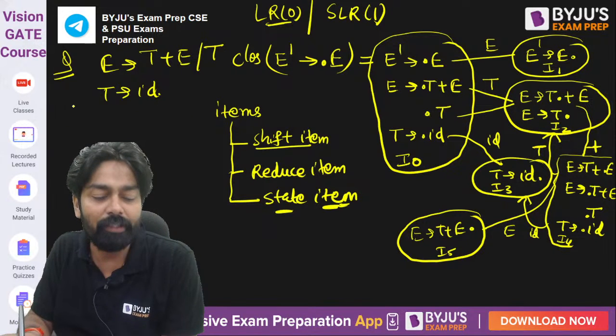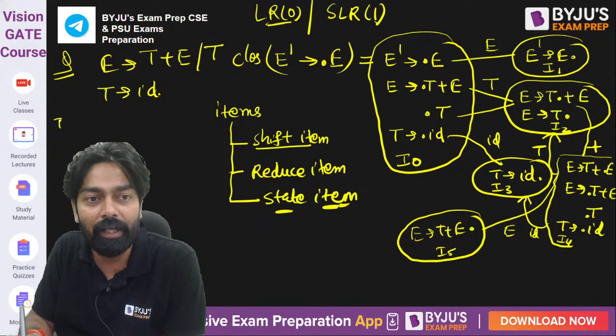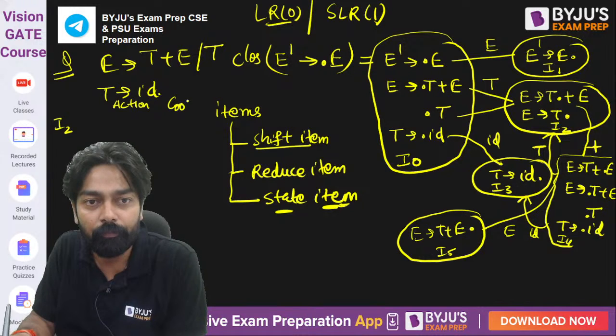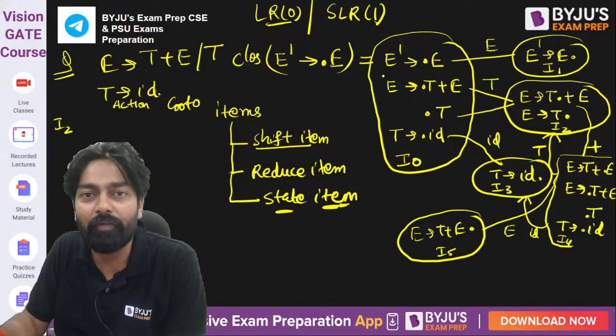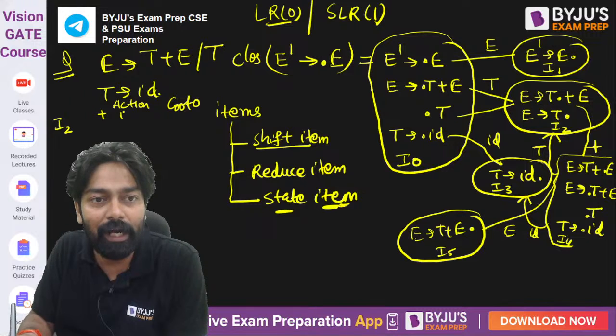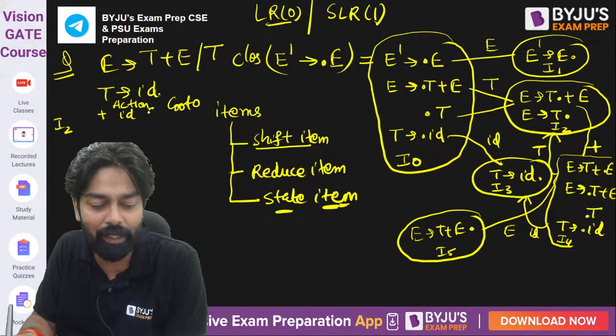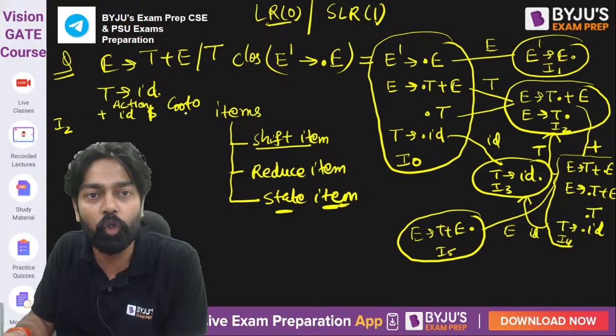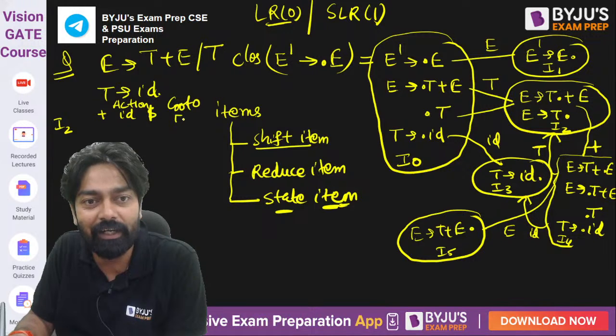So my dear friend, what will I do? I will go to the I2 state. I think everyone knows we have the action part and the goto part. In the action part, what do we have? We have terminals: plus, ID and dollar. In the goto part, we have variables, so we have E and T.